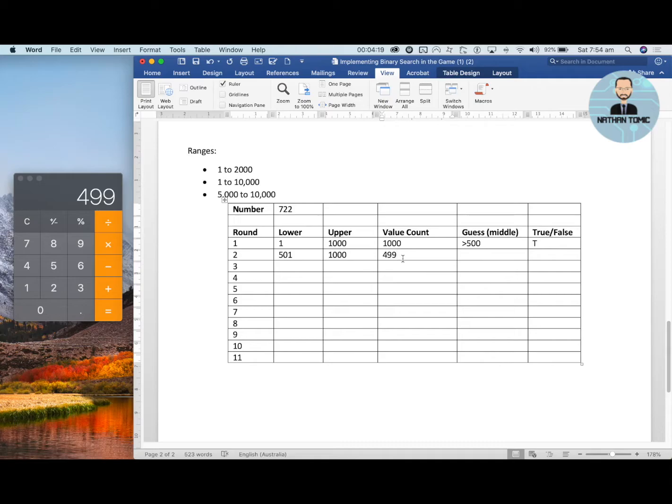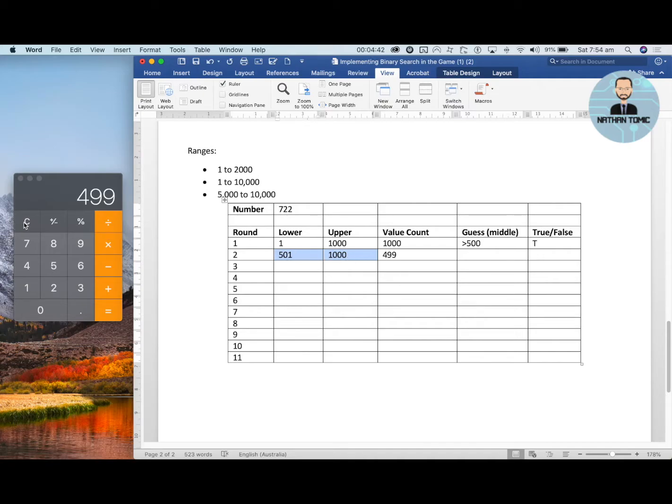But you can see it's basically halved the count. Okay, so now we need our middle value. And this is the first place a lot of people make mistakes. They look at the value count and they'll halve that. So they'll go to 250-ish. But of course, that's not the middle of this range here. It needs to be the middle of between 501 and 1000.